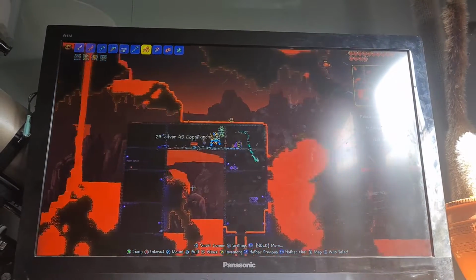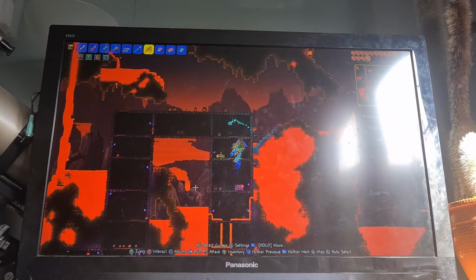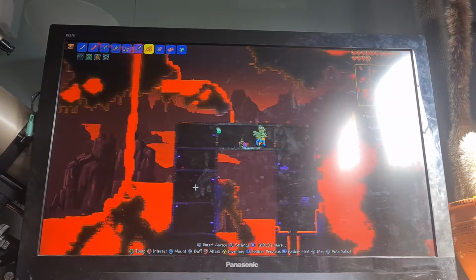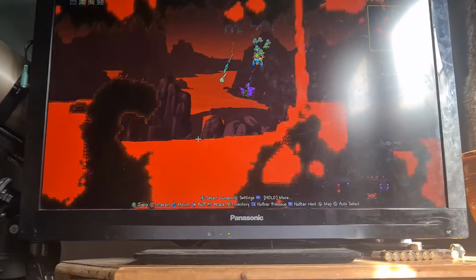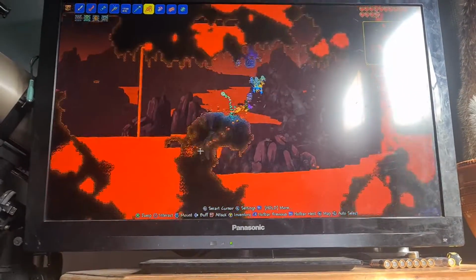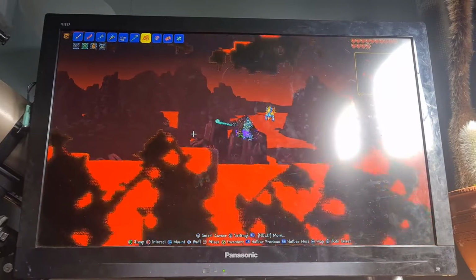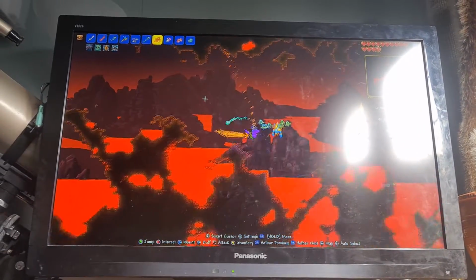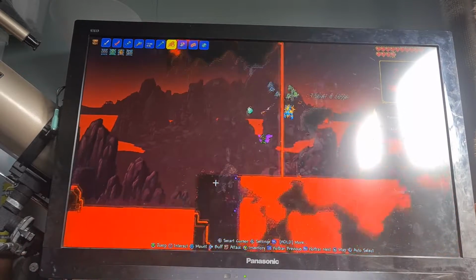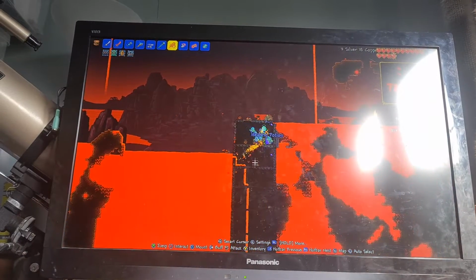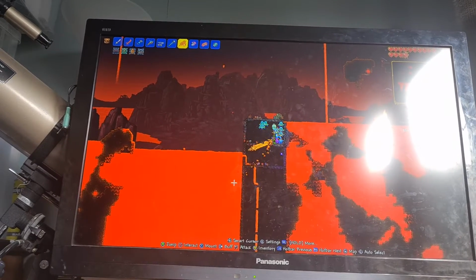I should probably get a bunch of the hell, or I'll do that soon. For now, I'm looking for the voodoo demons, these things that drop voodoo dolls, so I can kill the Wall of Flesh. I thought that was a voodoo demon. I was going to scream. That fell in the lava.